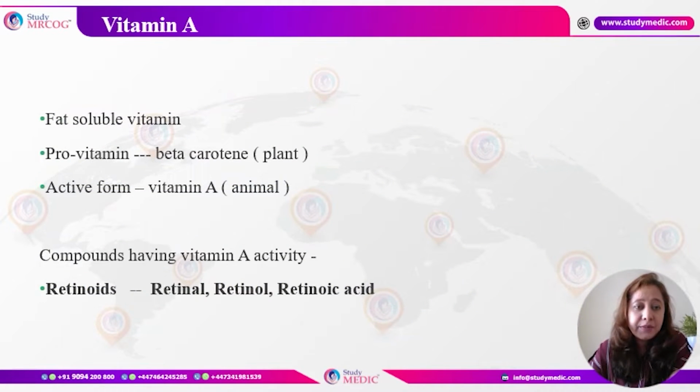To start with vitamin A. The various compounds of vitamin A are called retinoids. That is an aldehyde form, an alcoholic form, or an acidic form: retinal, retinol, and retinoic acid. The pro form of this fat soluble vitamin is beta carotene, which is derived from plant, and the active form we call vitamin A, which is there in the animals.